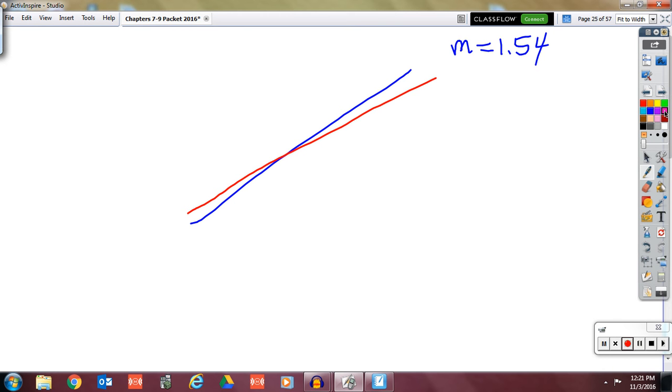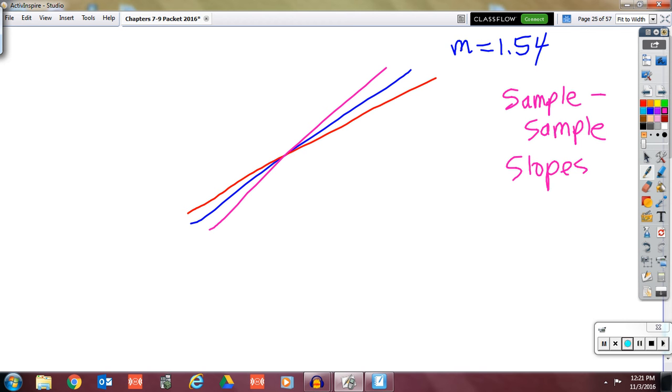Amanda collects some more data, puts it in her calculator, and gets the equation of the line. Is her slope going to be just like mine and Jake's? No. So all of these slopes are varying a little bit. From sample to sample, our slopes vary. And I think it's easy to understand why.